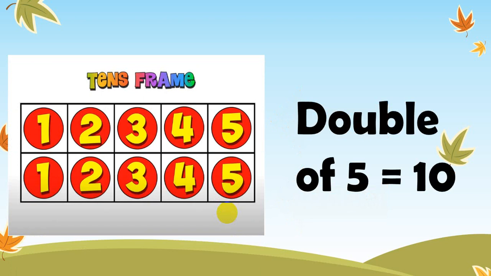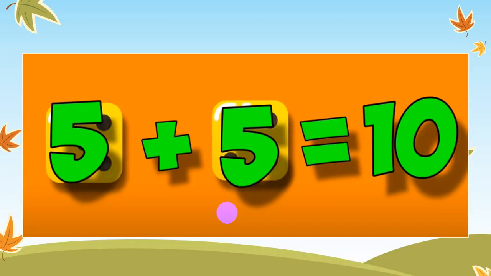It's very easy to understand. I hope you can do it very well. So 5 plus 5 is equal to 10. It means if I have 5 and I add the same amount, the same number, then it will make 10. 5 plus 5 makes 10. So double of 5 makes 10.